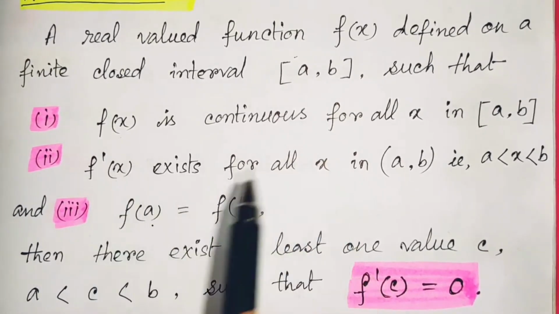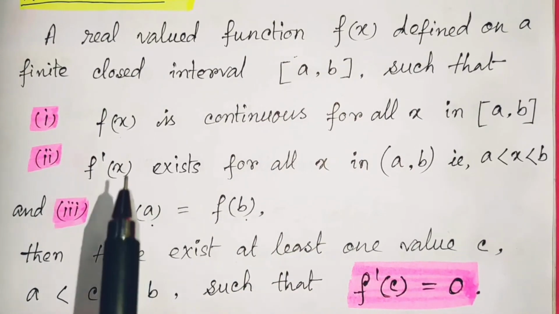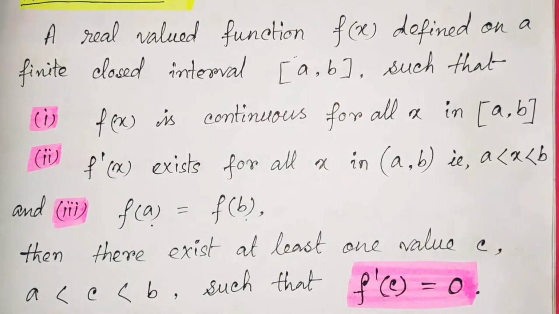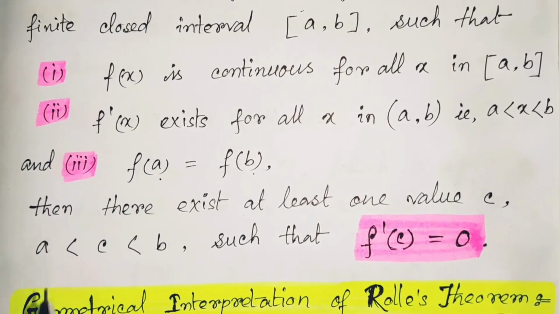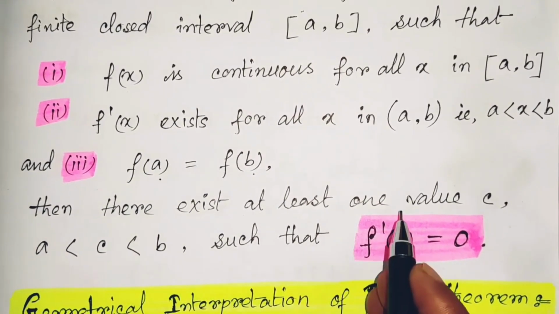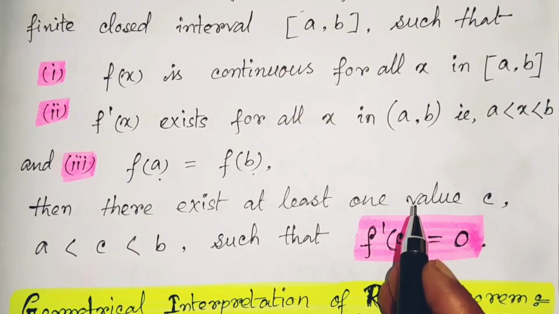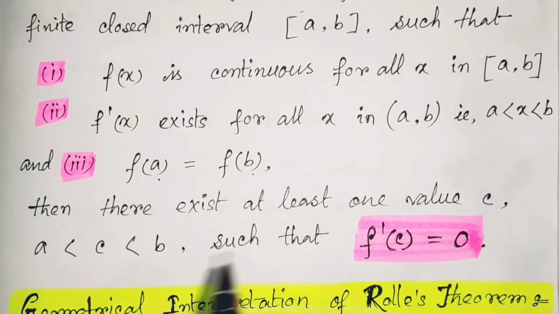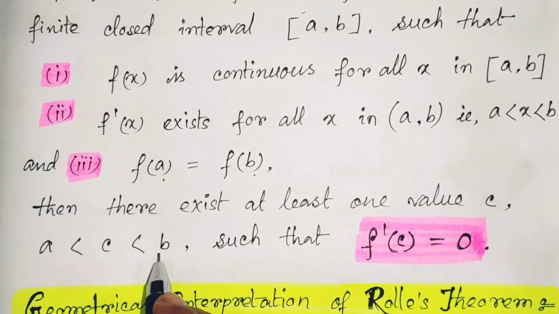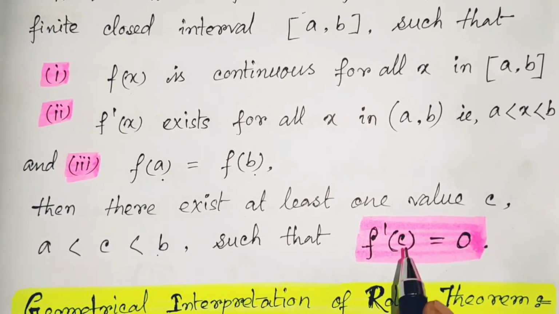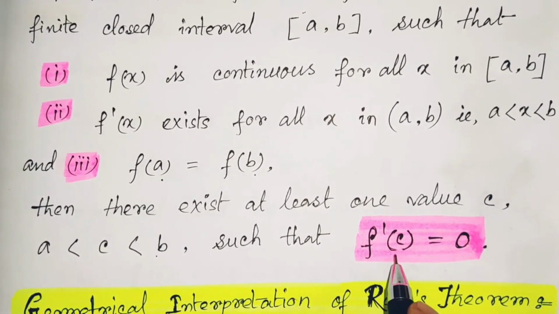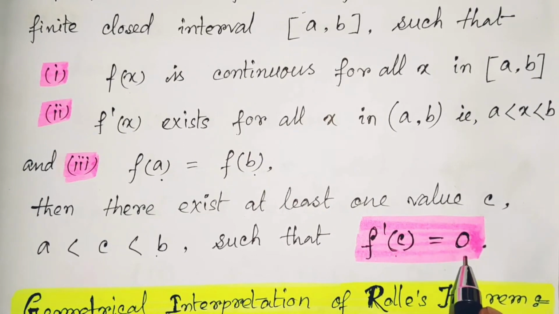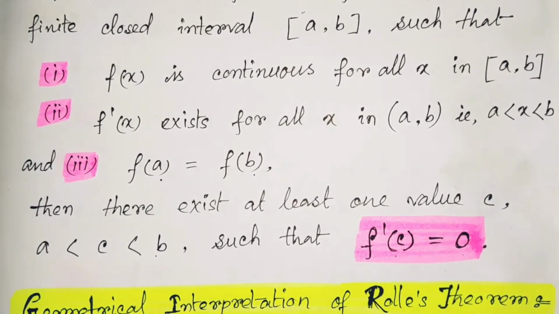If these three properties hold for a real valued function, then we will definitely find at least one value c. More than one value is also possible, but at least one value we will find between the interval a and b such that the derivative at that point c is equal to 0. So this is our Rolle's theorem.